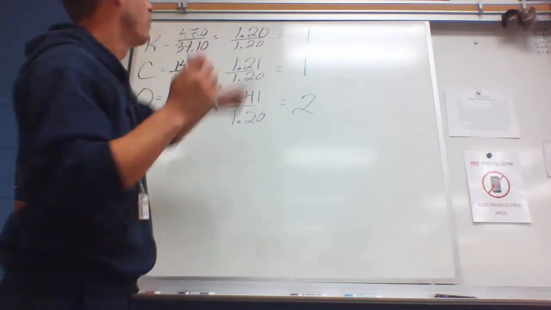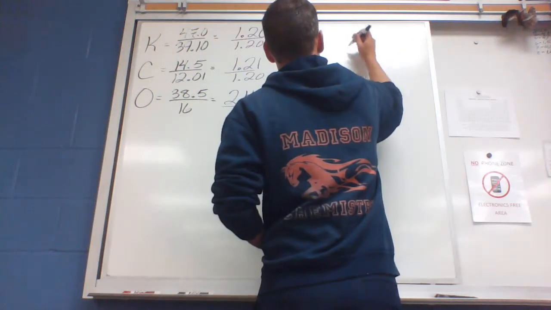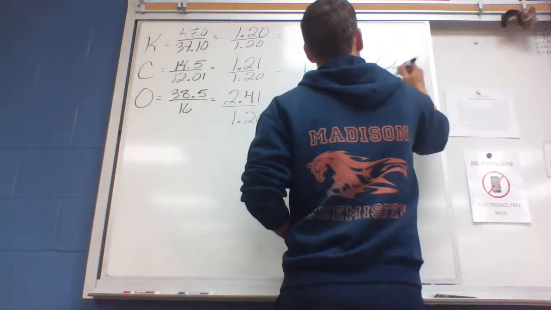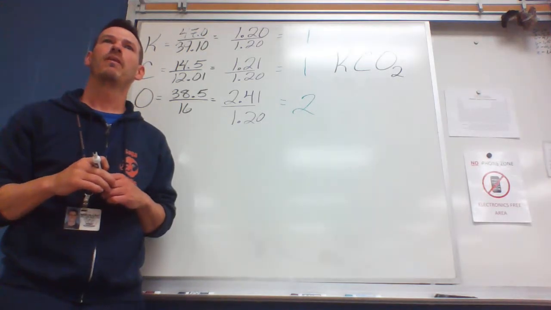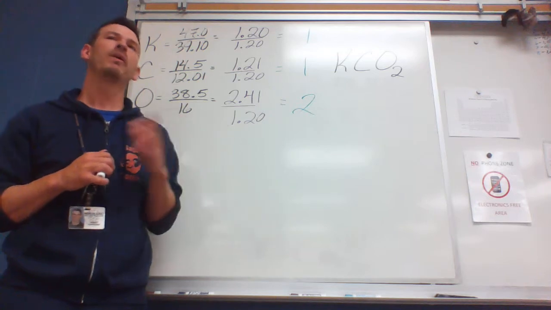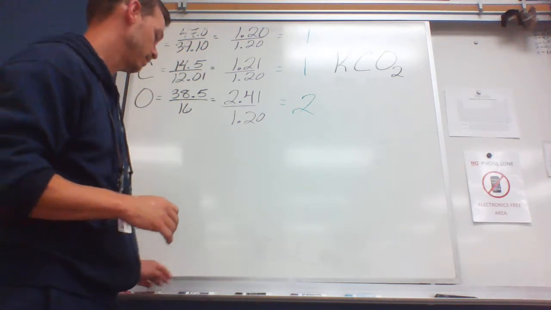Okay, so these values here will be assigned to subscripts. It looks like we have an empirical formula of KCO2 by assigning those subscripts. That is an empirical formula, not what the question wants. So we need to continue the process.